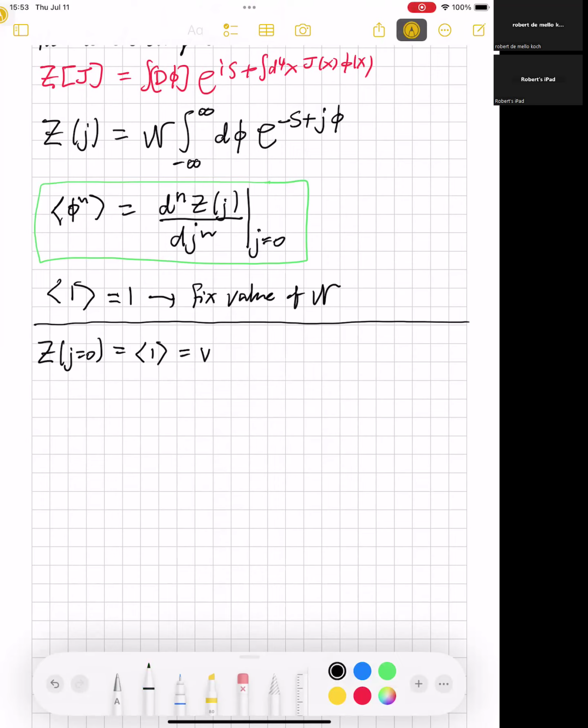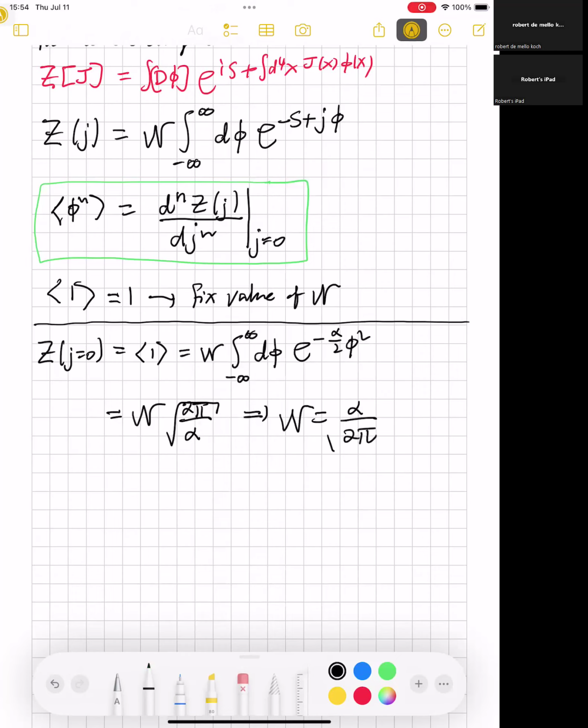Well, this will be equal to N integral from minus infinity to infinity d phi e to the minus alpha over 2 phi squared. We've done this integral many times, so I'm just going to tell you the answer. It's N times 2 pi divided by alpha, square rooted, and that means that N has to be equal to alpha over 2 pi. So we have just fixed now the value of N. Good, that's our first result.